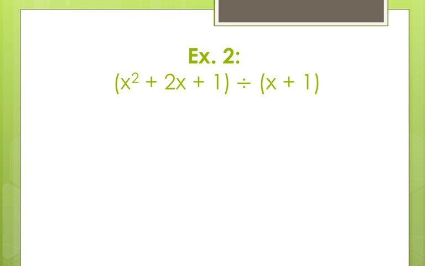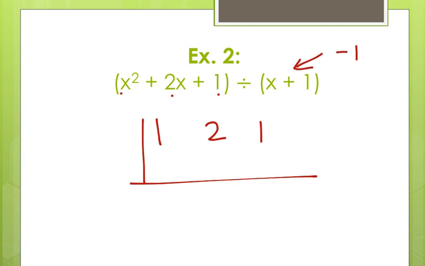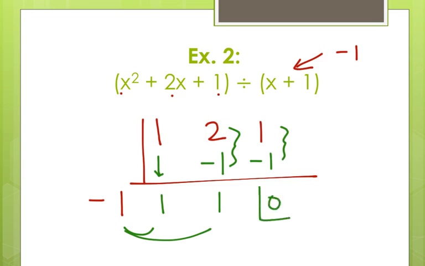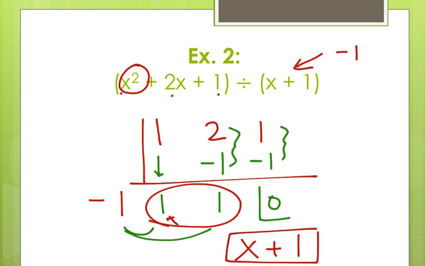Okay, let's do another one. x squared plus 2x plus 1. We're going to take our coefficients and put them down: 1, 2, and 1. And then this right here is going to give us negative 1, so we're going to put negative 1 right there. So bring down the first one, multiply, add those two, multiply, add. And so our quotient, since we start with x squared, is going to take us down to x plus 1.